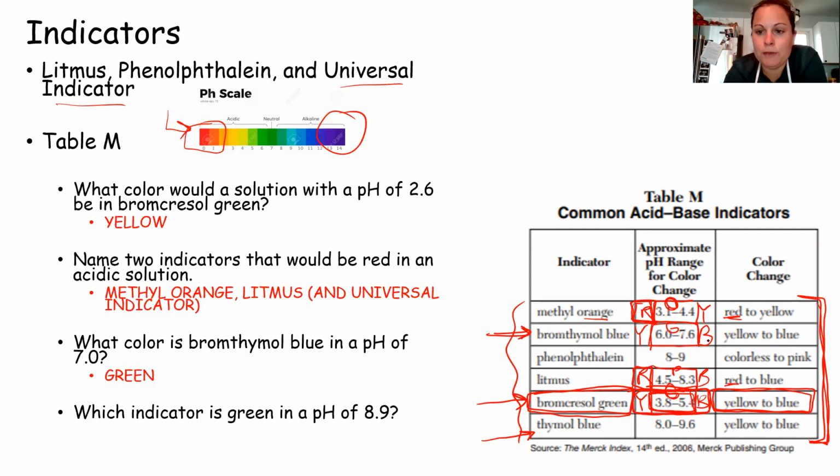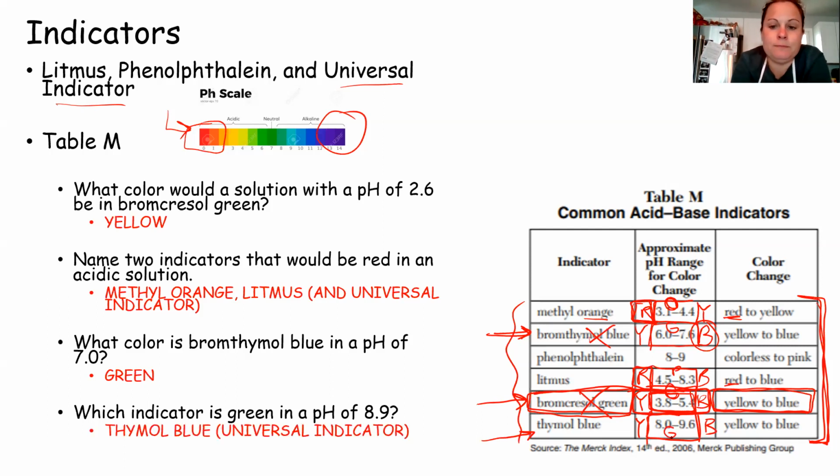Bromthymol blue would be blue in that pH level, so we're going to get rid of that choice. What about bromcresol green? What color would bromcresol green be above 5.4? It would be blue, so get rid of that. But thymol blue, in a pH of 8.9, it's yellow before it hits 8, and it's blue after 9.6, which would mean that in this range, which 8.9 falls into, it would be green. So thymol blue would be our answer.